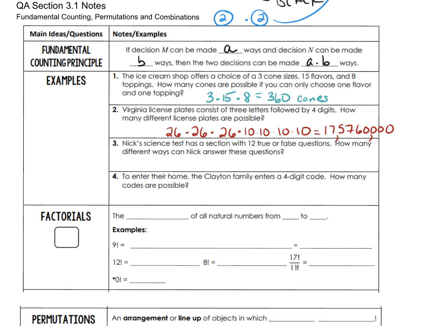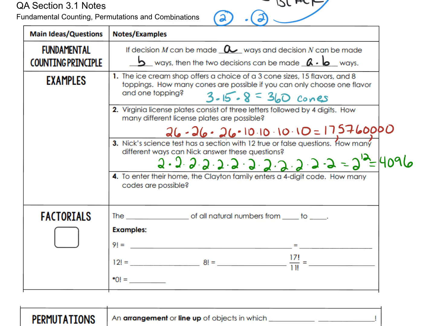So here's a more relevant one. Nick's science test had 12 true or false questions. How many ways can Nick answer these questions? We'll assume that Nick is just going to guess. There are 12 questions, and each time there are 2 choices he can pick, true or false. So for each of the 12 questions, there are 2 possibilities. This way we can figure all the different ways Nick can answer these questions. Since it's 2 times itself 12 times, it's simply 2 to the 12th, which is 4,096. So a lot less than the license plate, but still quite a bit.